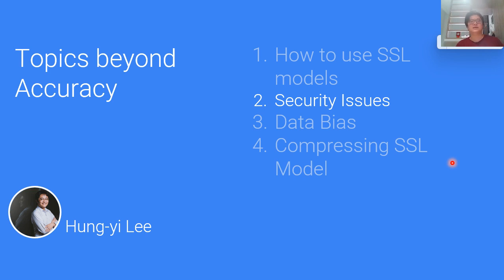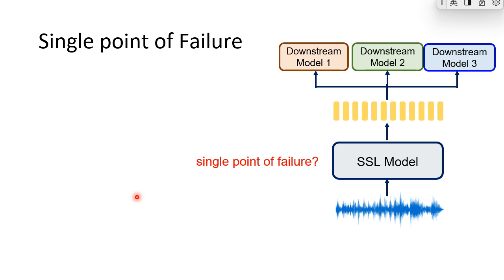The next topic is the security issue of self-supervised learning. As you know, in the future, we will use a self-supervised model for a wide range of downstream tasks. We already see the paradigm that a self-supervised model can be used in a wide range of different tasks. Because we use self-supervised models for many different applications, the self-supervised model plays a very critical role. Would it become a single point of failure?